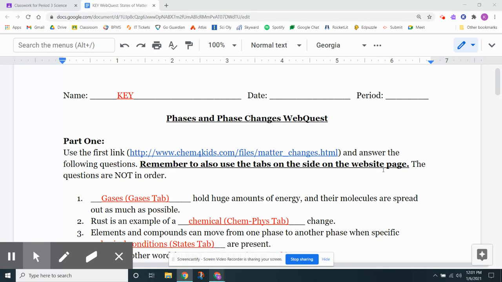So for question number 1, it says gases hold huge amounts of energy and their molecules are spread out as much as possible. So those actually have the highest amount of thermal energy, heat energy. And that was from the gases link or gases tab on the side.